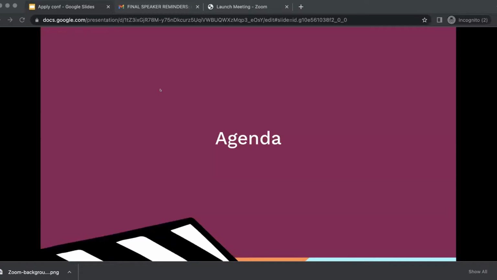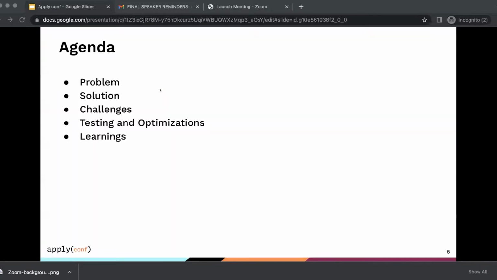Next, jumping into the agenda, we're going to talk about the problem here, the requirements and the solution we proceeded with, and what were the challenges we faced. We will also share our testing results and optimizations we did, and end it with some learnings that we had while scaling the system.